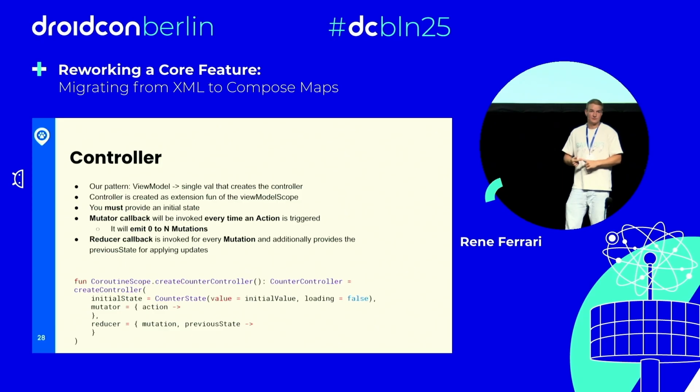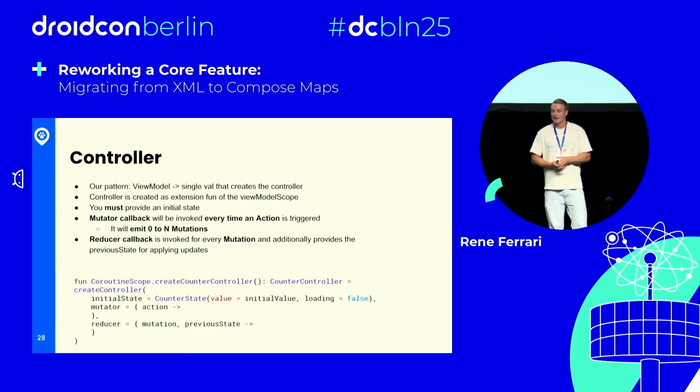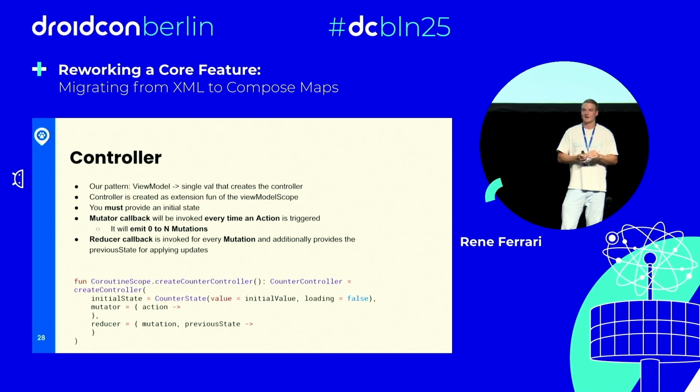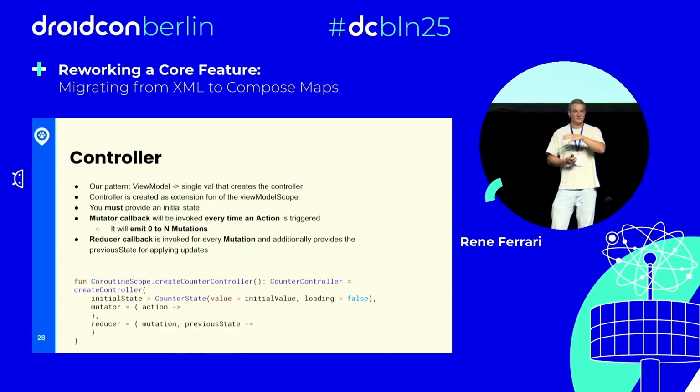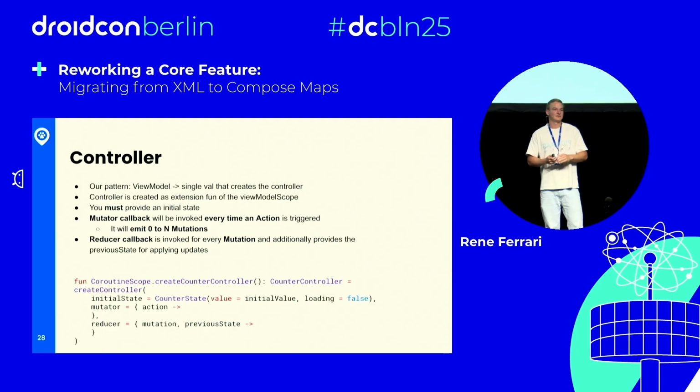to a coroutine scope, to the view model scope in our case, and you have to provide it an initial state. Every time the action is triggered, the mutator callback will be executed, but you don't need to emit a mutation. You can just consume the action without emitting a new mutation, or you can emit multiple mutations, whatever fits you best. And then the reducer callback is called, which receives the mutation, the update to the state, and the previous state you had, and you just apply that update, and the UI updates.